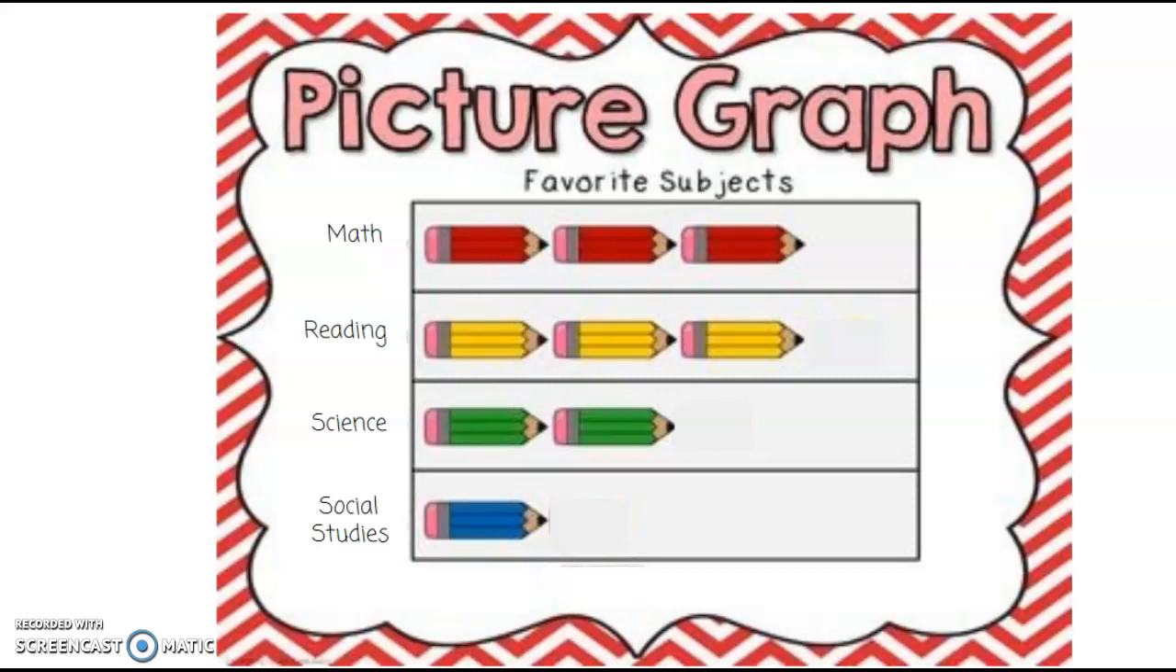Hi, kindergartners. This is Miss Hunt again, and we are going to review what we talked about yesterday with picture graphs. So remember we said that in order to make a graph, we want to collect data or collect information from people. So if I use this graph right here as an example, this is a picture graph.